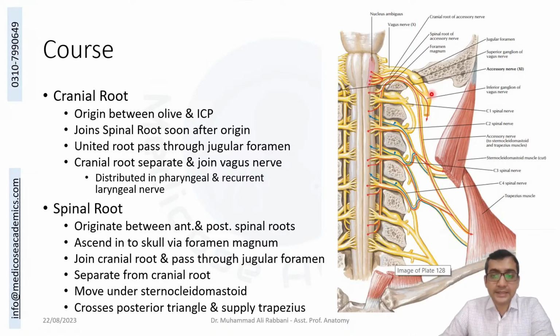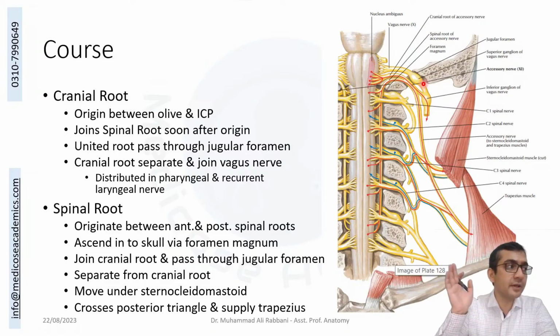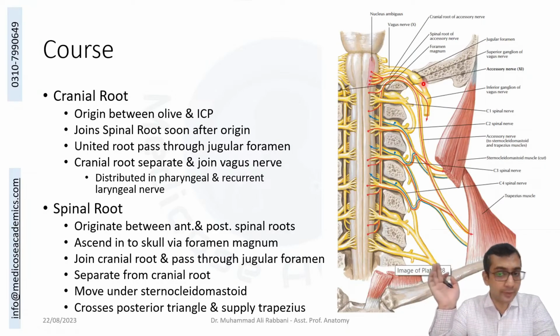Here, one thing you can see is that the cranial component has everything in common with the vagus nerve. It is special visceral efferent. It originates from nucleus ambiguus. It joins the vagus nerve, and it is going to supply the palate, pharynx, and larynx. So for all practical purposes, the cranial root of accessory nerve is a part of the vagus nerve. And that's how I suggest you remember it.